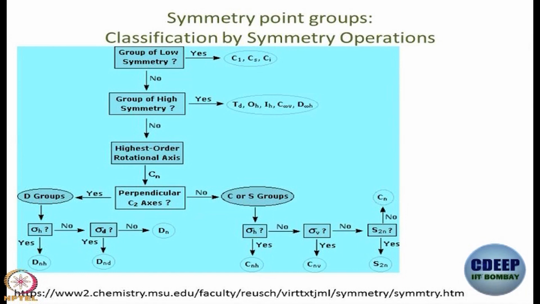Next thing you ask is, this is one end of the spectrum, where there is hardly any symmetry. Other end of the spectrum is molecules with very high symmetry, more than one principal axis, then the tetrahedron, octahedron, icosahedron, and so on and so forth.